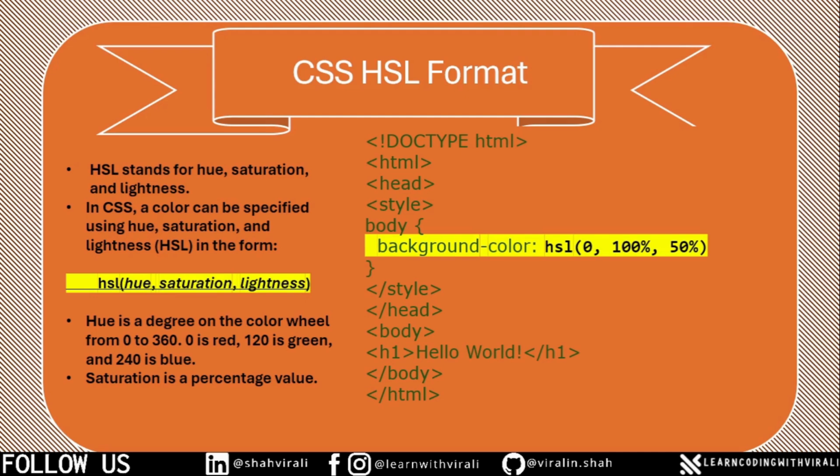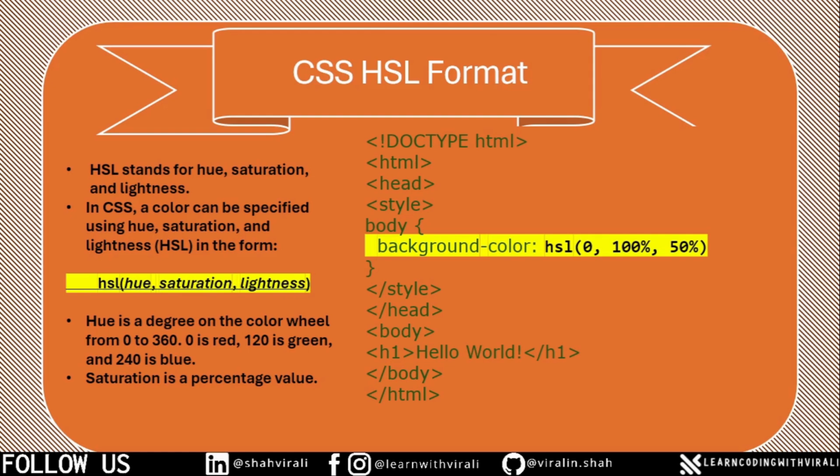Understanding the HSL format. First of all, HSL stands for hue, saturation, and lightness. A color can be specified using these three forms, hue, saturation, and lightness, in the following format, which is to have the first parameter as hue, the second as saturation, and the third one as lightness. Hue is a degree on the color wheel from 0 to 360, where 0 is red, 120 is green, and 240 is blue. Saturation is a percentage value.